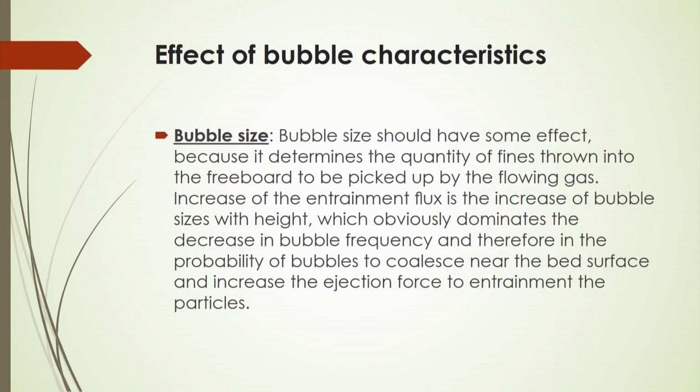bubble size there. So, bubble size should have some effect here, because it determines the quantity of fines thrown into the freeboard to be picked up by the flowing gas. The entrainment flux increases with the increase of bubble size with height. You will see that along the height of the column the bubble size will increase because of coalescence, and because of that the entrainment rate will increase, which obviously dominates the decrease in bubble frequency.